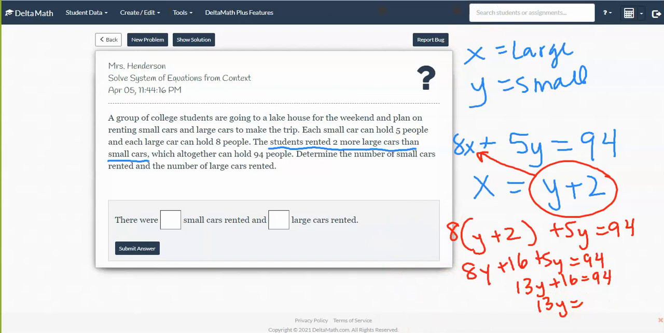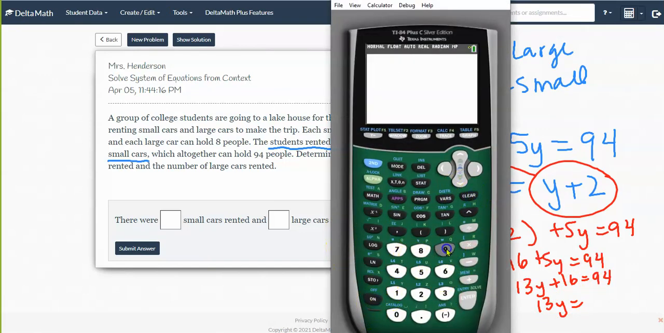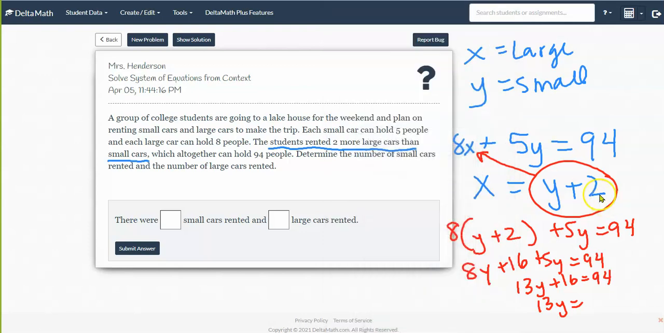And I don't want to make a mistake, so I'm certainly going to turn my calculator on here. I'm going to do 94 minus 16, and I get 78. And then I'm going to do 78 divided by 13. Let's just do that while my calculator is open. And I get 6. So 78 divided by 13 is 6.